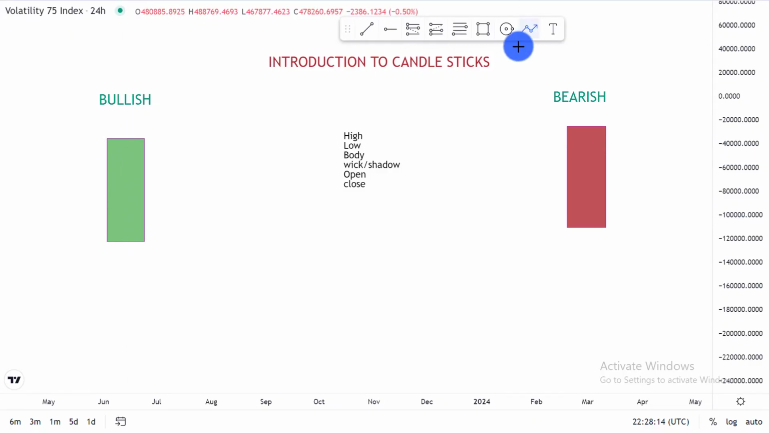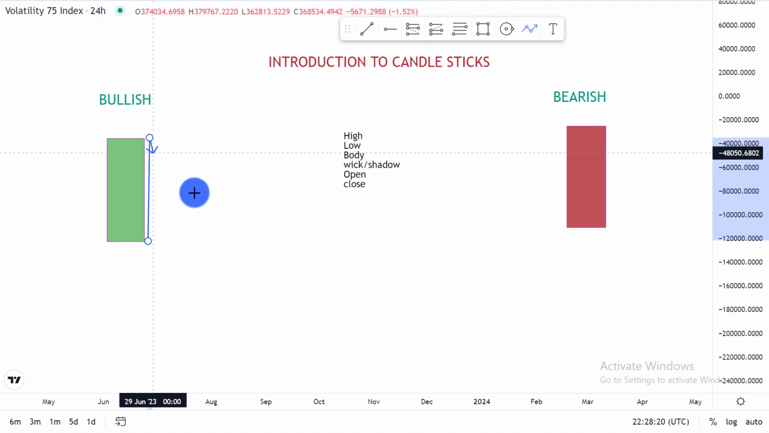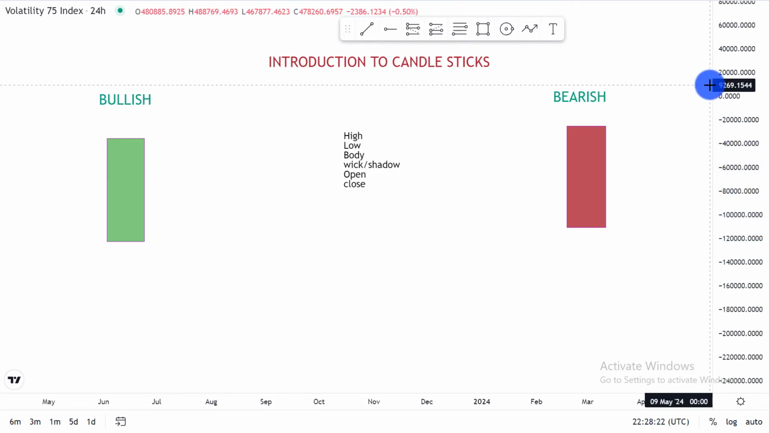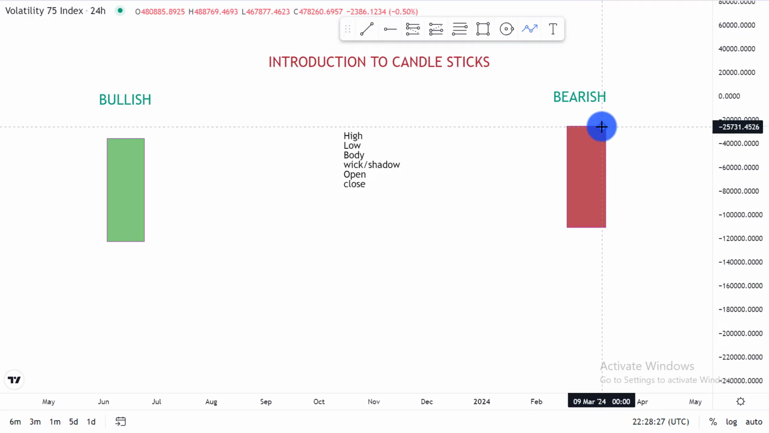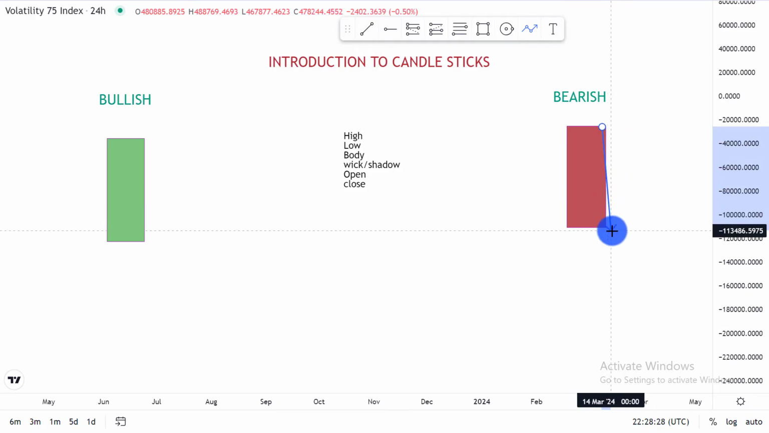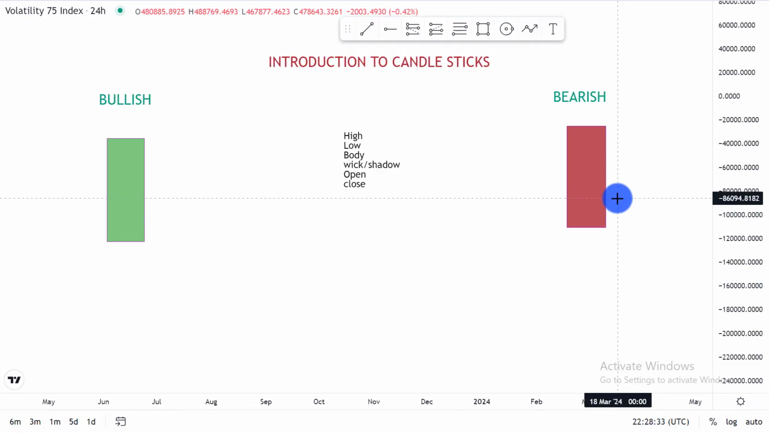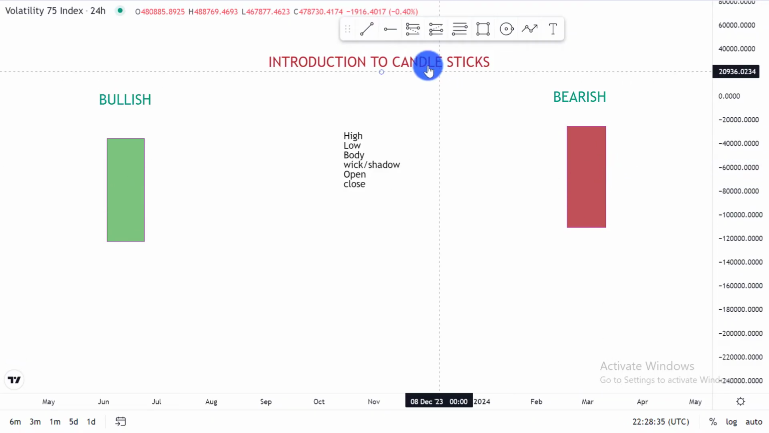So price action would open lower and then close higher. That's a bullish candle. When the opening is higher and the close is lower, so price opens high but closes below, that is a bearish candle. Okay, that is a bearish candle.